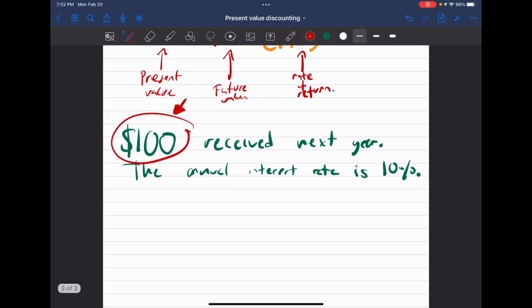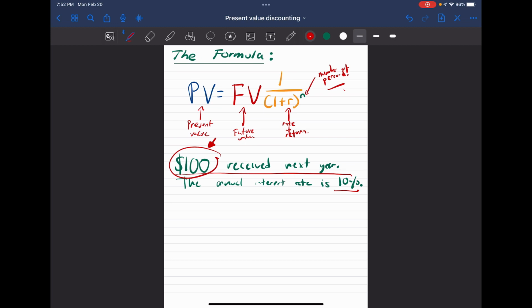So let's see. We have $100 that we will receive next year. The annual interest rate is at 10%. Let us plug this into the formula. So we're trying to find out the present value. We have our future value, which is $100, multiplied by 1 over 1 plus the rate of return, which is 10%. We write it as 0.1 in decimal form, to the power of n. N is the number of periods. And I said next year, so there's only one period. There's just 1 year. So n equals 1.